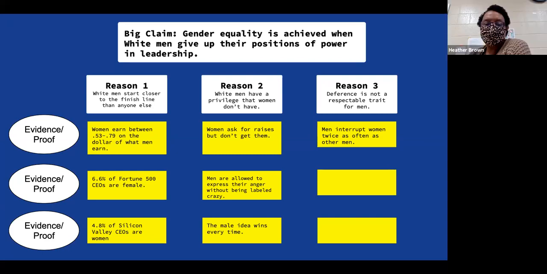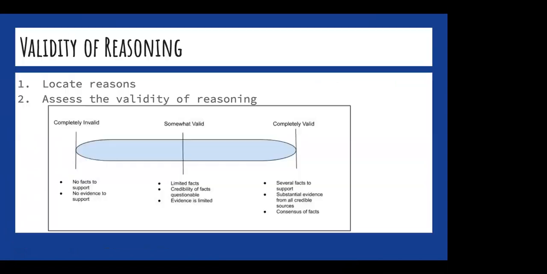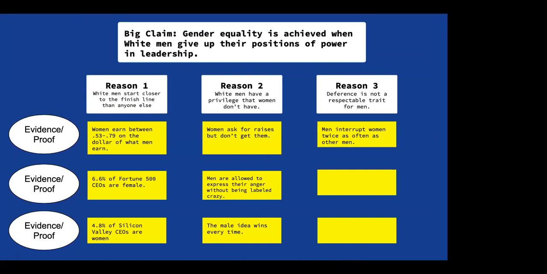I'm not feeling the evidence for reason 2. Okay, all right. So when we look at that evidence and we start thinking about reason 2, white men have a privilege that women don't have. If we look at this tangible little chart here, are those facts credible? Are they facts? Is the evidence limited? So when we look at this, women ask for raises but don't get them. Where's the proof for that? How do we know that? Men are allowed to express their anger without being labeled as crazy. Again, we start asking ourselves these questions about that validity.